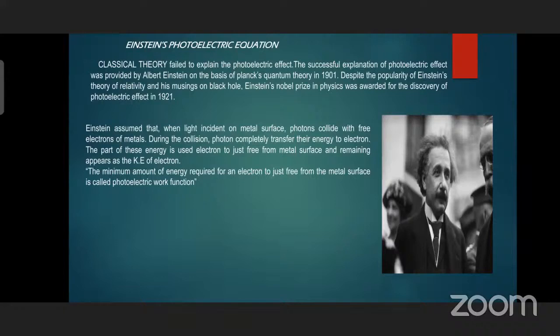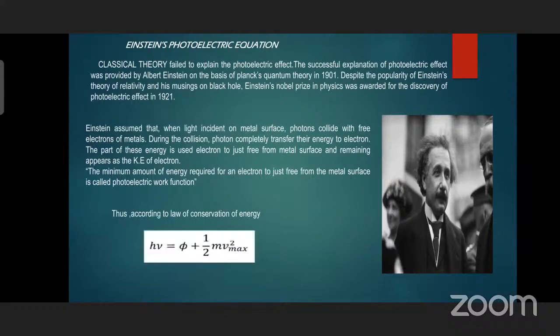The minimum amount of energy required for an electron to just free itself from the metal surface is called the photoelectric work function. Thus, according to the law of conservation of energy, hν equals φ plus half m v max squared, that is, K max equals hν minus hν₀, and this equation is known as Einstein's photoelectric equation.